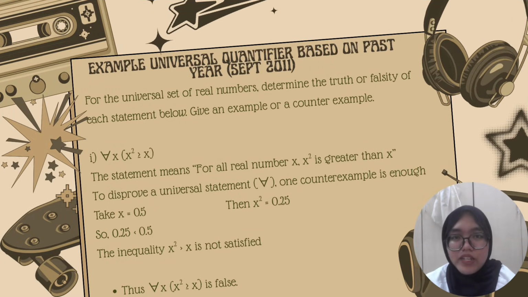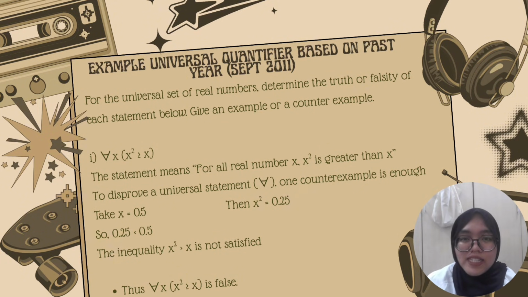For this statement, the universal set is the set of all real numbers. The given statement is, for all real numbers x, x squared is greater than or equal to x. To disprove a universal statement, only one counterexample is sufficient. Let x equal 0.5. Then x squared we will get 0.25. Since 0.25 is less than 0.5, the inequality x squared greater than or equal to x is not satisfied. Therefore, the statement is false.